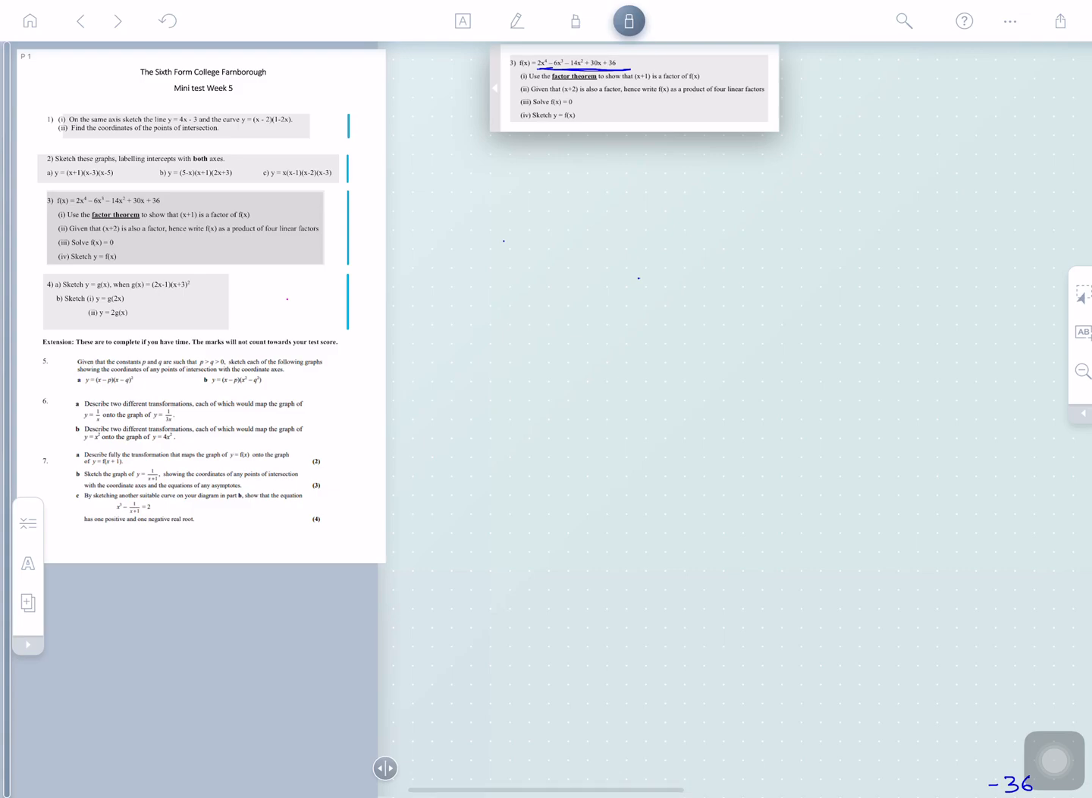So for part 1, you have to substitute x equals minus 1 into f of x and see, and it should equal 0. So f of minus 1 equals 2 times minus 1 to the power of 4. You should show all this working. Minus 6 times minus 1 cubed, minus 14 times minus 1 squared, plus 30 times minus 1 plus 36.